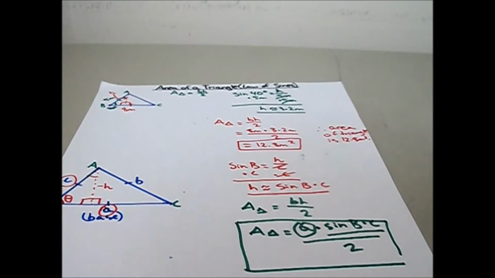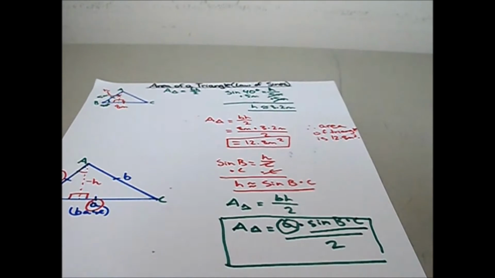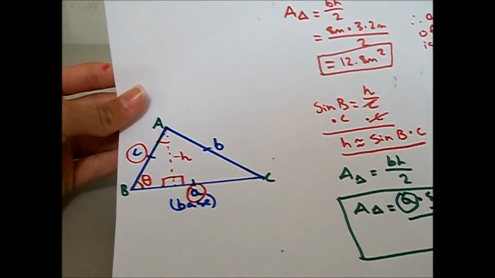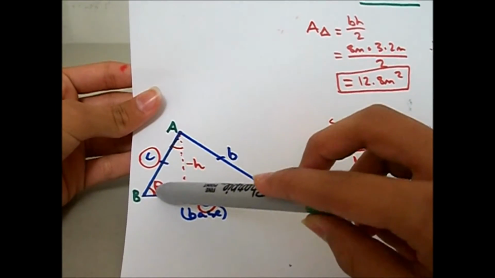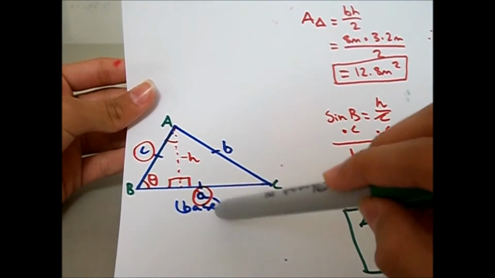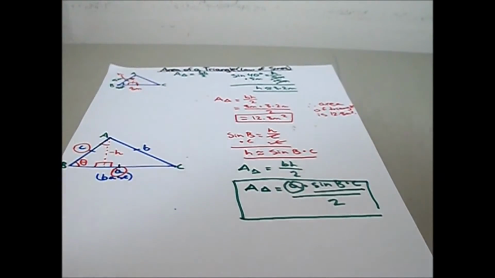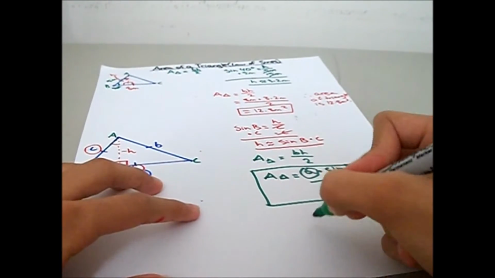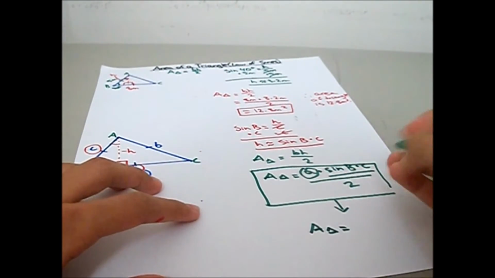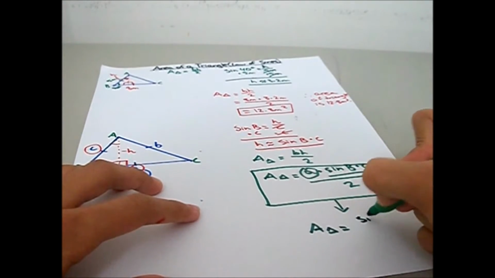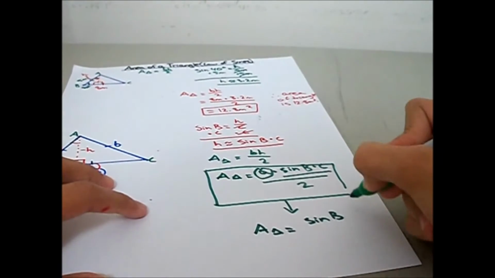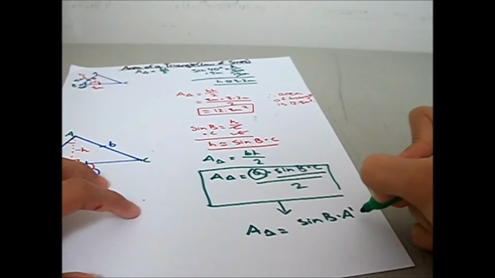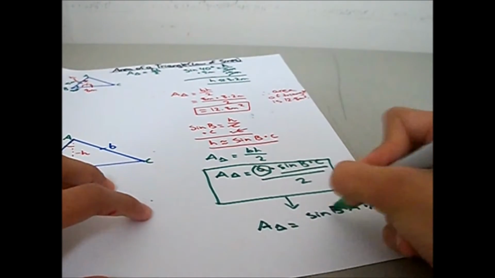It won't be such a pain to remember. I'm going to say it. Area of a triangle equals side length a times sine of B times c divided by 2. Also notice that our angle here is contained between two adjacent sides, a and c. So we can write this in a simpler form if it will help you remember. Area of a triangle equals sine of B times adjacent 1 times adjacent 2 divided by 2.